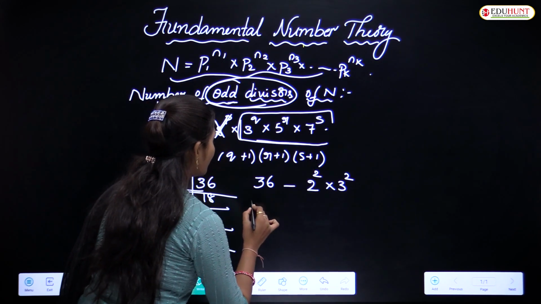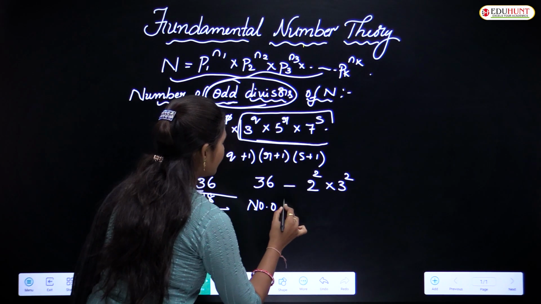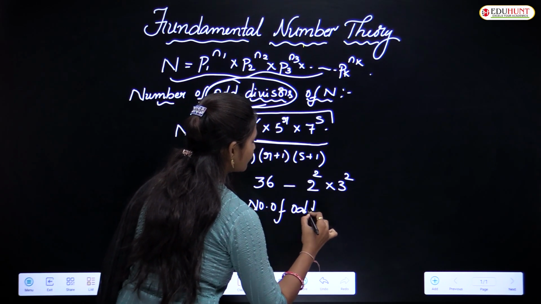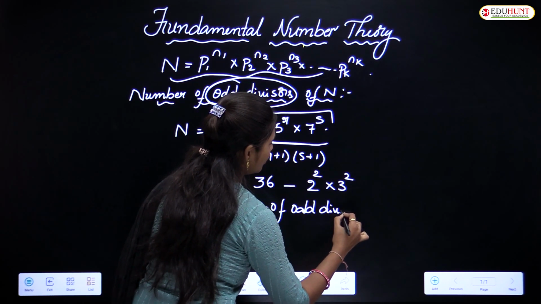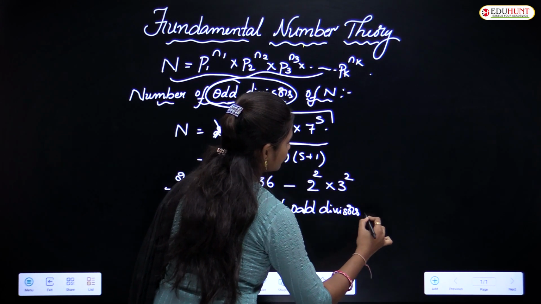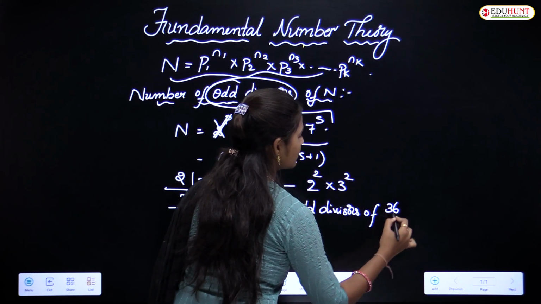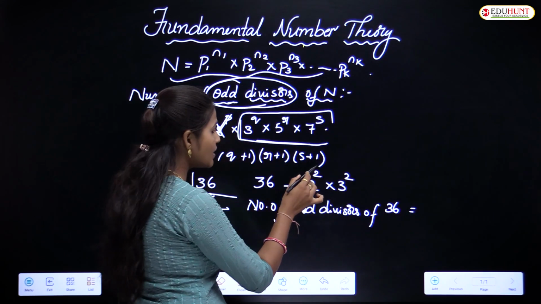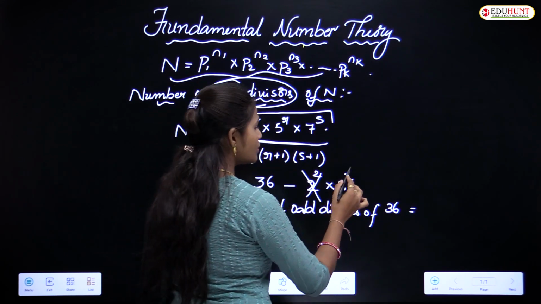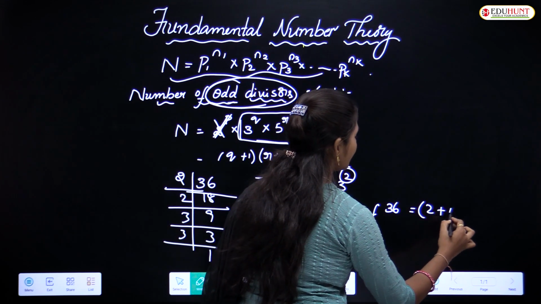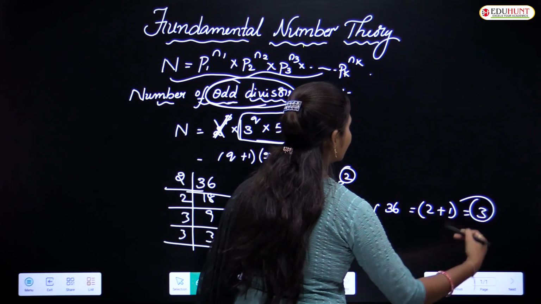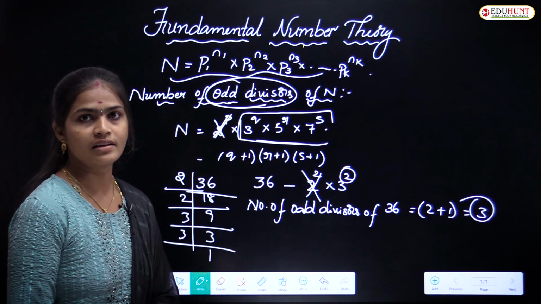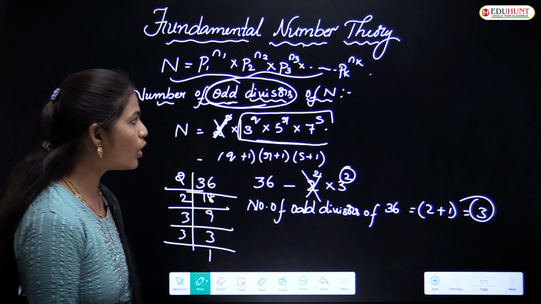So the number of odd divisors of 36, what is that here? We are talking about odd divisors, that's why we leave the power of 2. So here it is 2 plus 1. So we have 3 odd divisors. So 36 has 3 odd divisors.